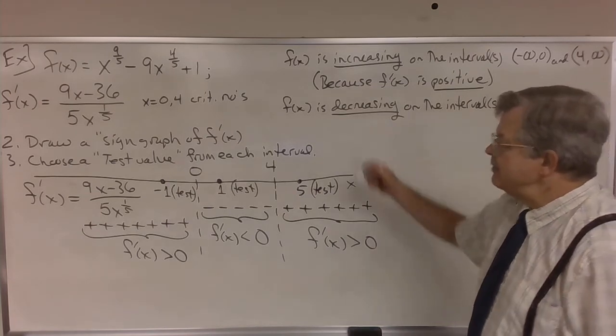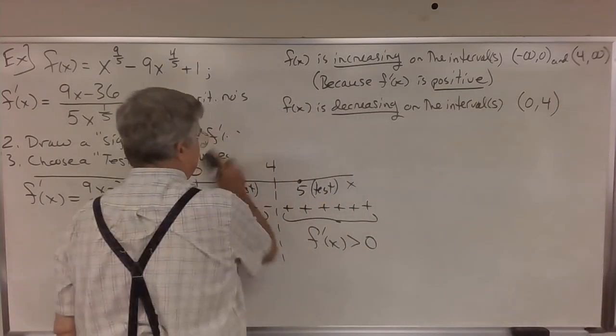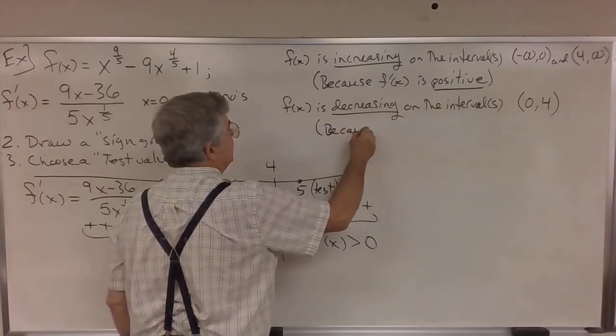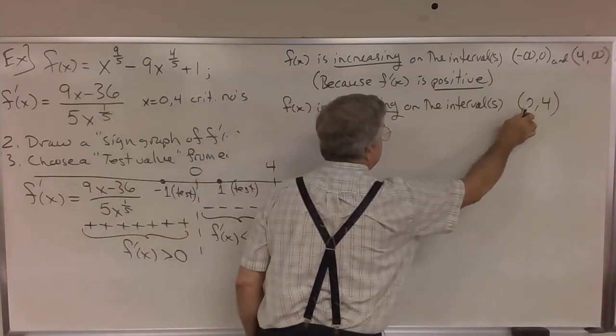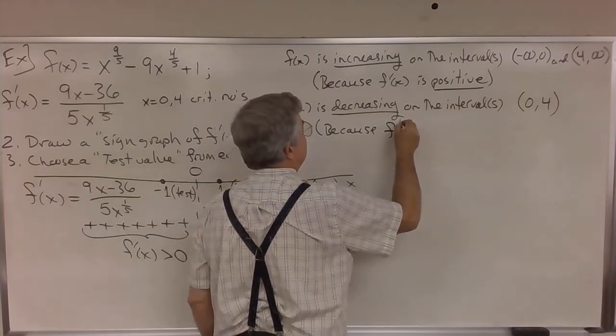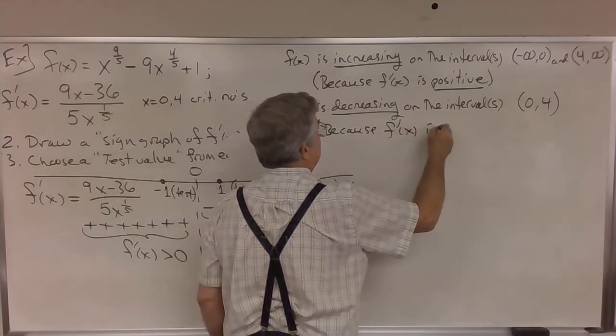And I'll justify my answer. I'll say I know this because on the interval 0, 4, f prime of x is negative.